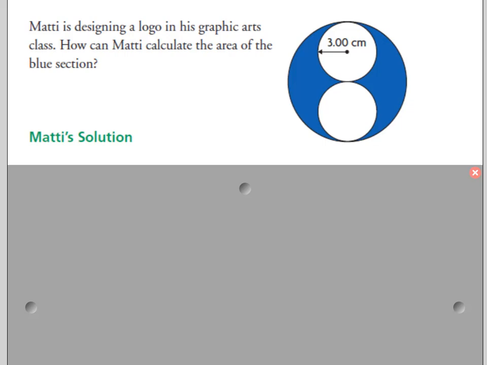Okay, so Maddie is designing a logo in her graphic arts class. How can Maddie calculate the area of the blue section? Okay, so pause it here if you want to take a shot at this and try it on your own. There's a few little tricky parts to it. But you can probably see where this solution is going to go.